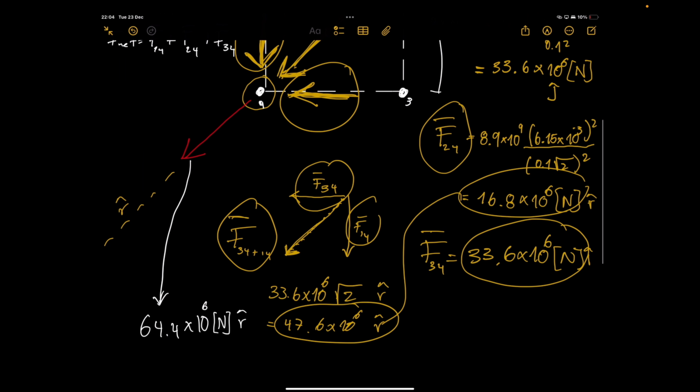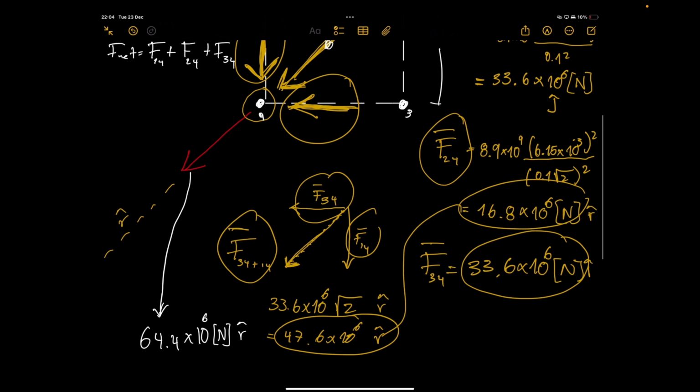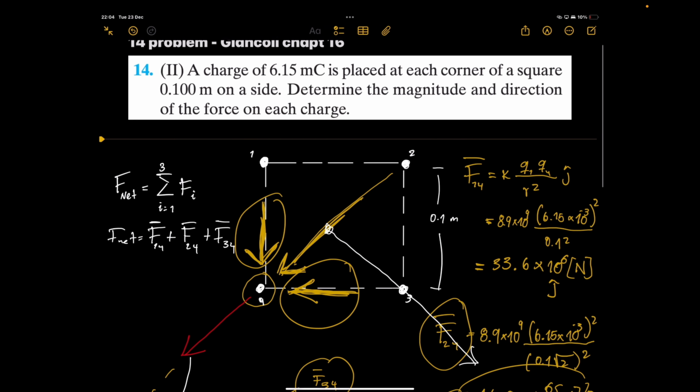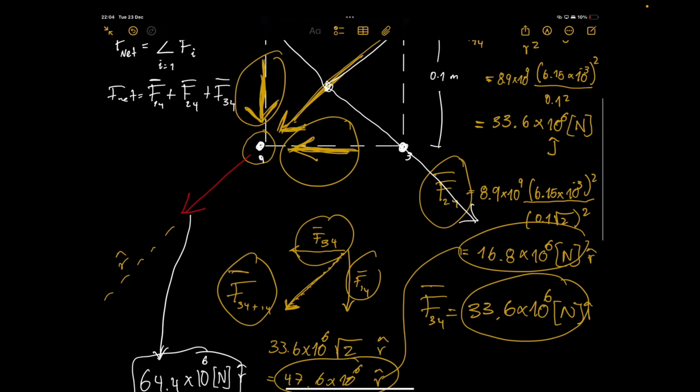What about the others? They have the same value, and the directions follow the diagonals, as we just said at the beginning. Okay, so guys, I hope that you understood this exercise.